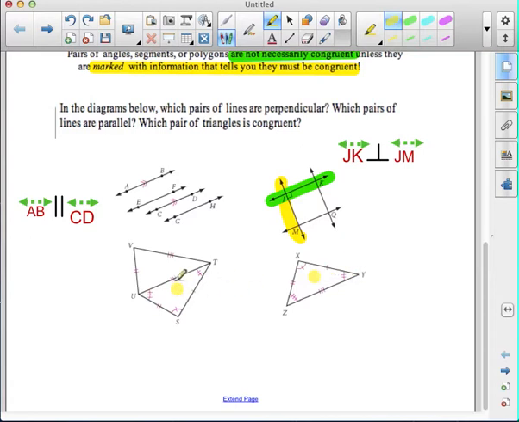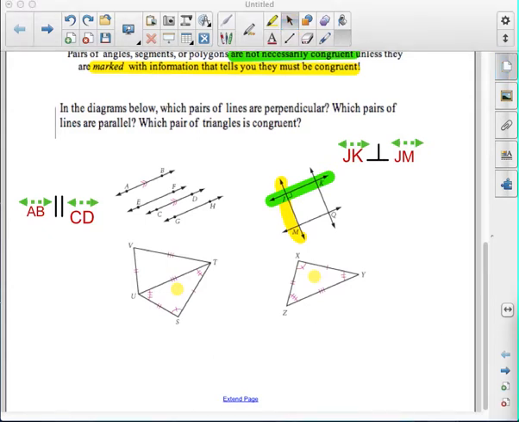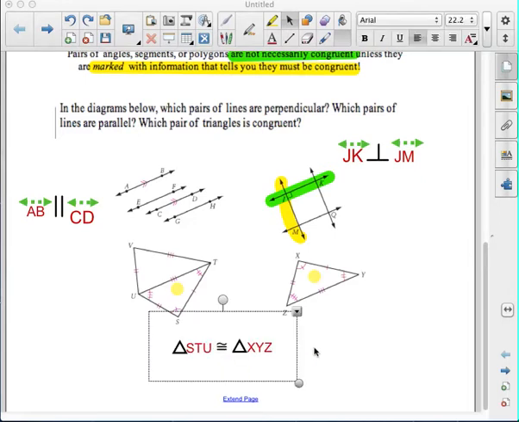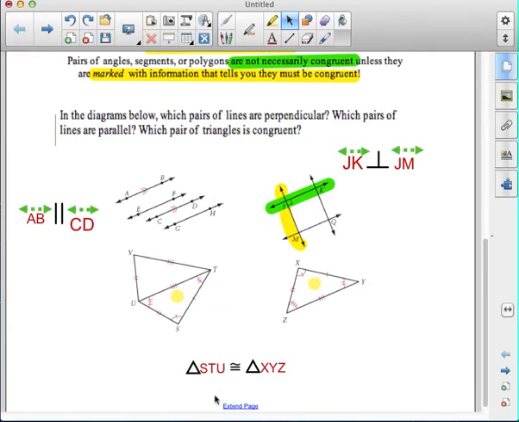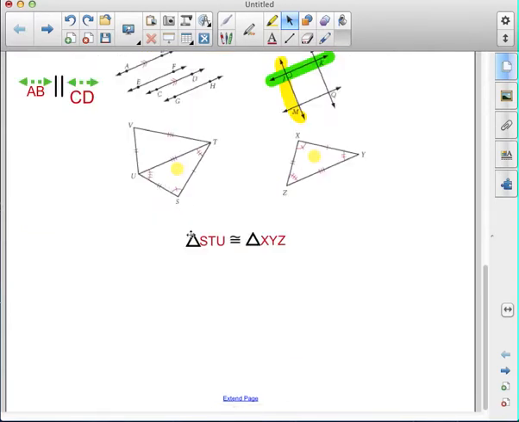However, let's pay close attention to how they're named when we name the triangles. Let's see how they are named. We would say then that triangle STU is congruent to triangle XYZ. STU is congruent to XYZ. And you might say, well, Mr. C, that's pretty simple enough. You're just going in alphabetical order. That's not true.